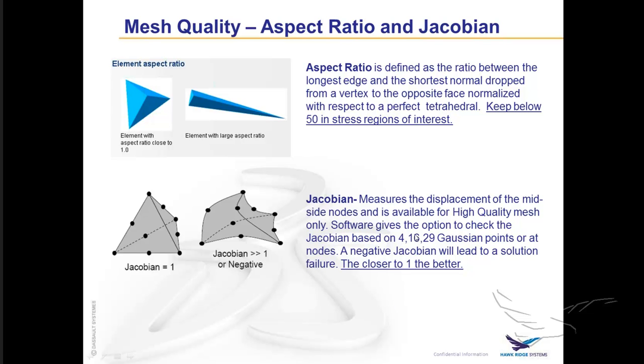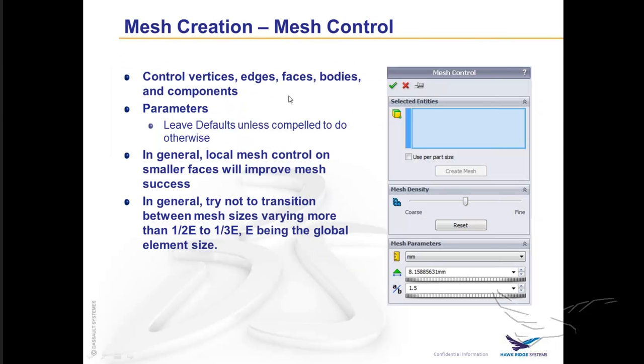And we can check the Jacobian based on 4, 16, 29 points. We're placing these Jacobian points at nodes. And if you do interrogate your model for the Jacobian, you have to create a mesh with 4, then look at the Jacobian plot, then create a mesh with 16, then look at the Jacobian plot there, create another mesh with 29, and then look at the Jacobian again and compare the values. So it's an iterative process with the Jacobian. And the way that we resolve these issues is by using mesh control and using smaller elements in locations where we need it. Right? So mesh control lets us apply mesh control to vertices, edges, faces, bodies, and components.